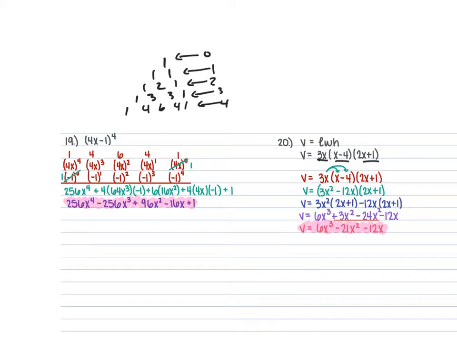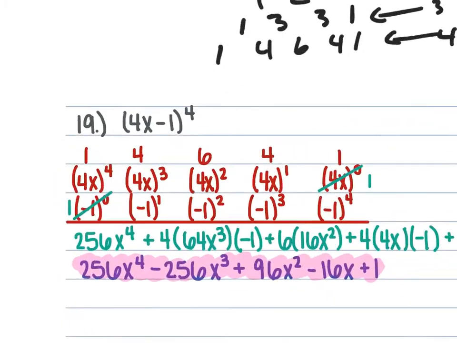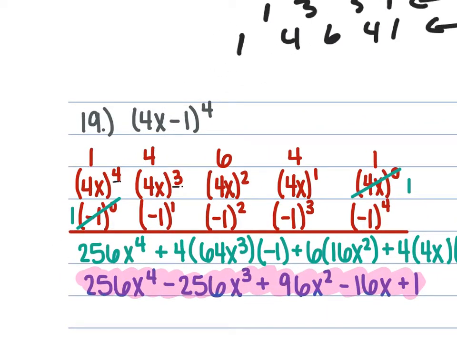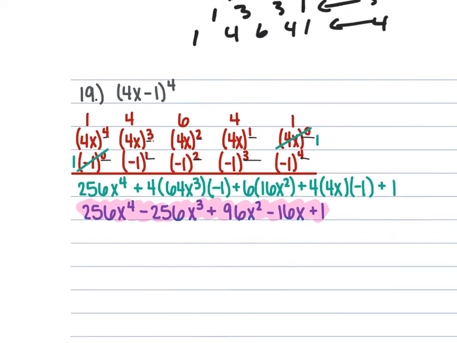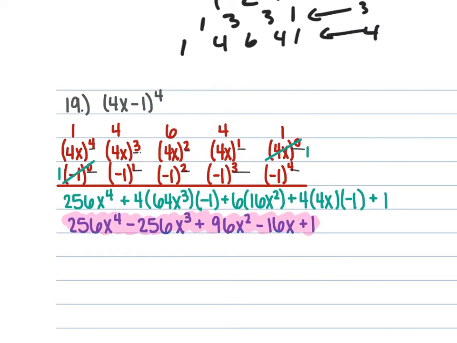In which case, we started with that line. We added a 4x to each one of them. We added a -1, and then we started with the 4x, and with the 4x, we went 4, 3, 2, 1, 0. With the -1, we went 0, 1, 2, 3, 4, leaving us at our bottom answer there, 256x to the fourth power minus 256x to the third power plus 96x squared minus 16x plus 1.